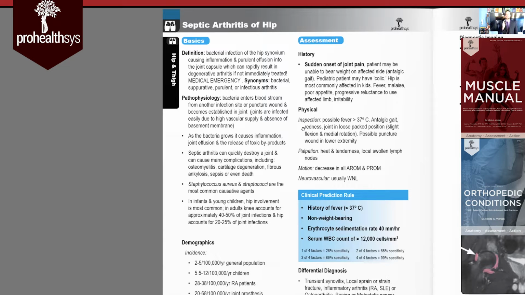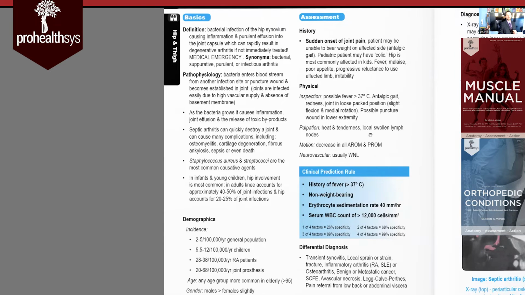In the hip, that is exactly what's happening. This bacteria is laying down all these byproducts in there, and it's increasing pressure inside of the hip. So as it gets worse, this person will have multi-directional loss of range of motion due to pain. So possible puncture wounds, look for those in lower extremities. Palpation, heat, tenderness, local swelling of lymph nodes. Evaluate that femoral triangle and look for the enlargement of the lymph nodes or tenderness there. Those femoral lymph nodes are key.